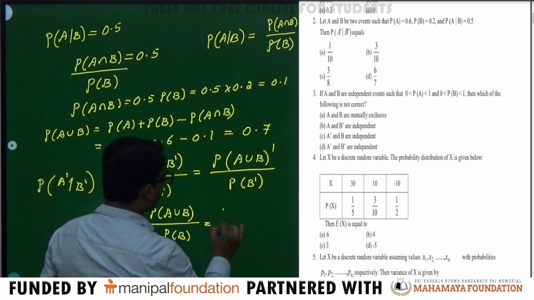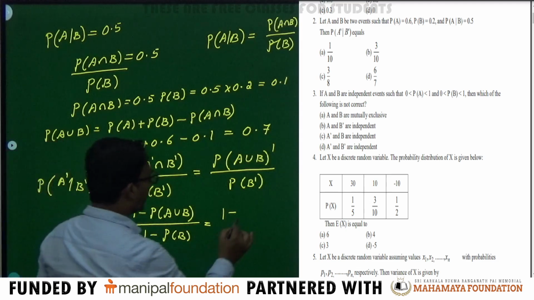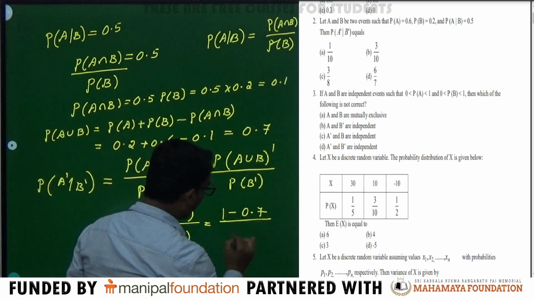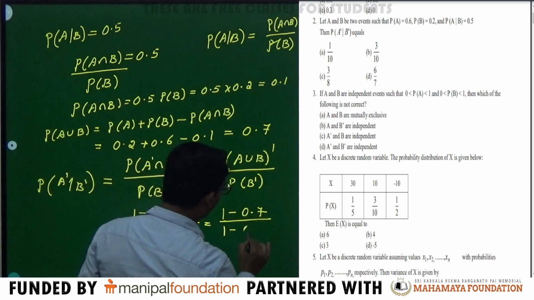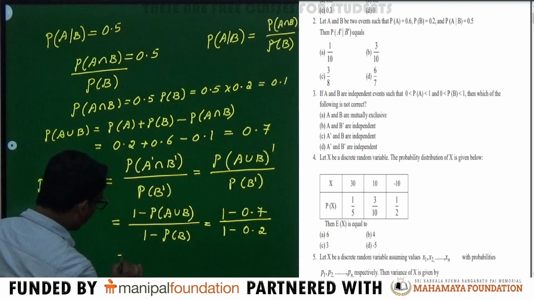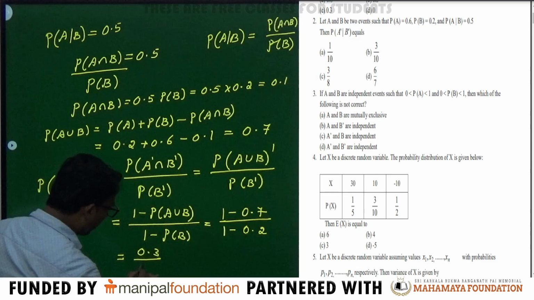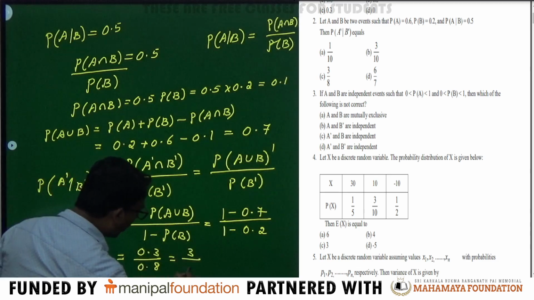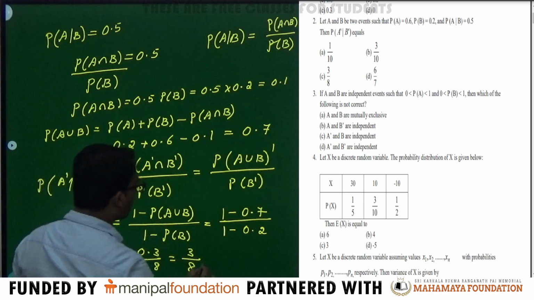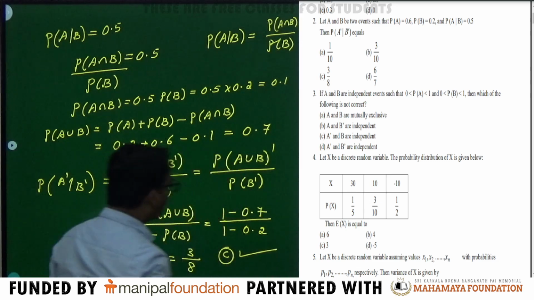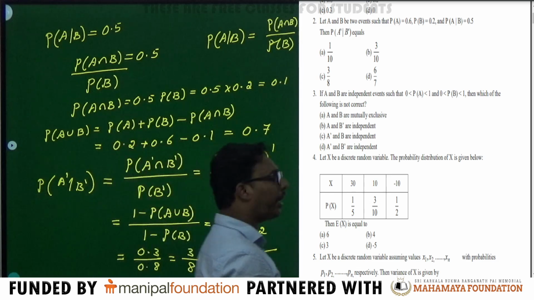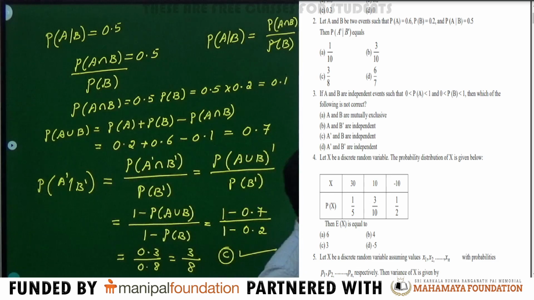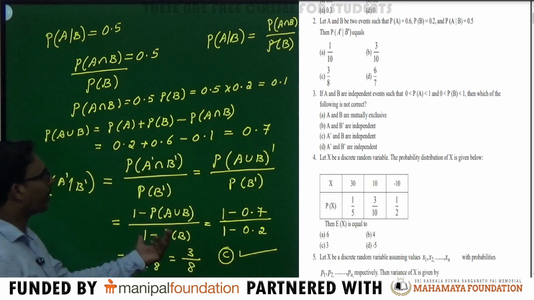1 minus probability of A union B is 0.7 upon 1 minus probability of B value is 0.2. We will get 0.3 upon 0.8, it is equal to 3 upon 8. Therefore, the correct answer is option C. But for this problem, please remember probability of A dash bar B dash is 1 minus probability of A union B upon 1 minus probability of B. So if you remember this, we can solve this problem in fewer steps.